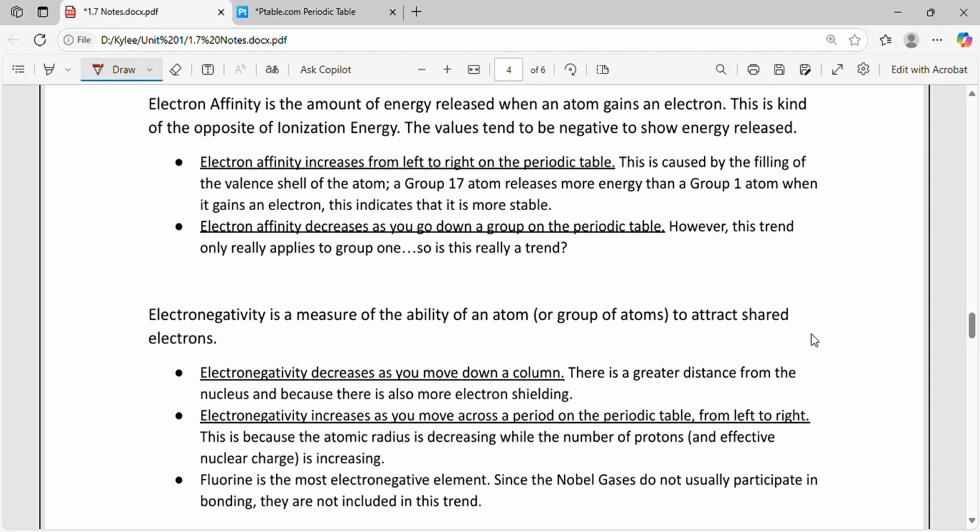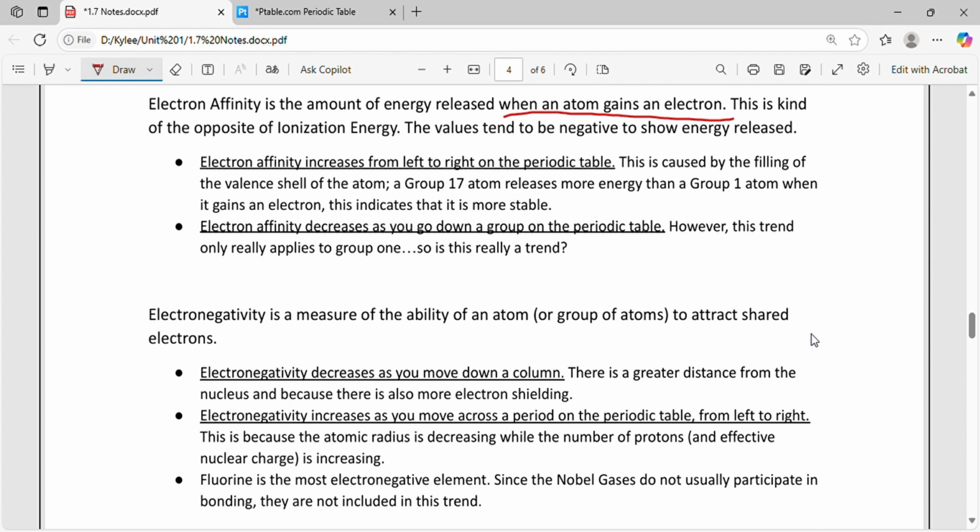Electron affinity is the amount of energy that gets released when an atom gains an electron. This is the opposite of ionization energy. Ionization energy is to lose an electron. Think of electron affinity as the energy released when you gain an electron. And it follows the same trend as ionization energy. Ionization energy is going to increase from left to right on the periodic table, and this is caused by filling of that valence shell, and it's going to decrease as you go down.